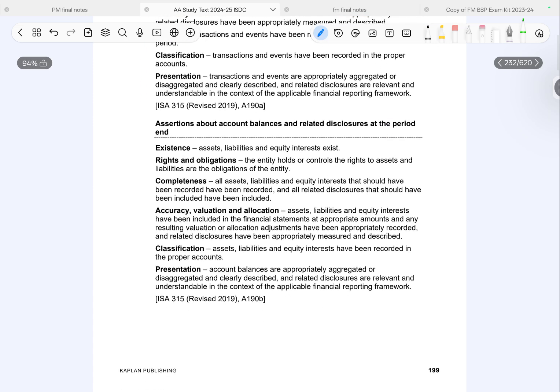Now, these assertions are for account balances at the year end.